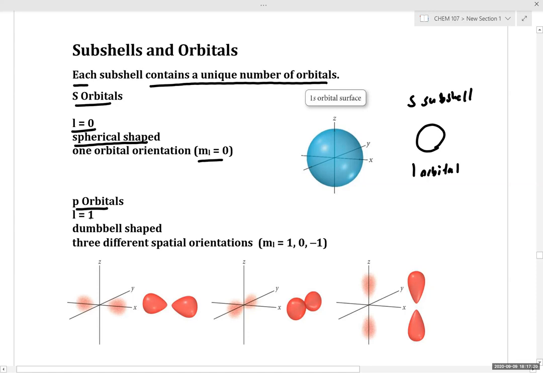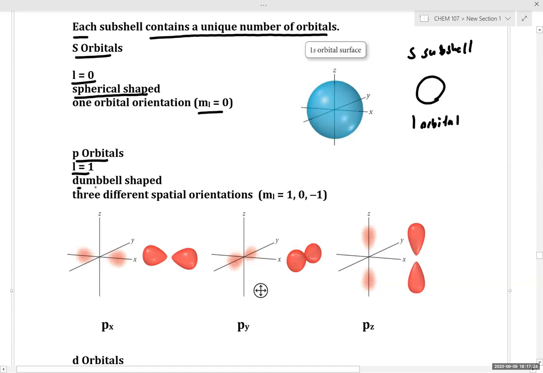For p orbitals, they correspond to L equals 1. These are dumbbell shaped. In our p subshell, how many orbitals do we see? How many orbitals have we drawn? 3. So we have 3 orbitals.